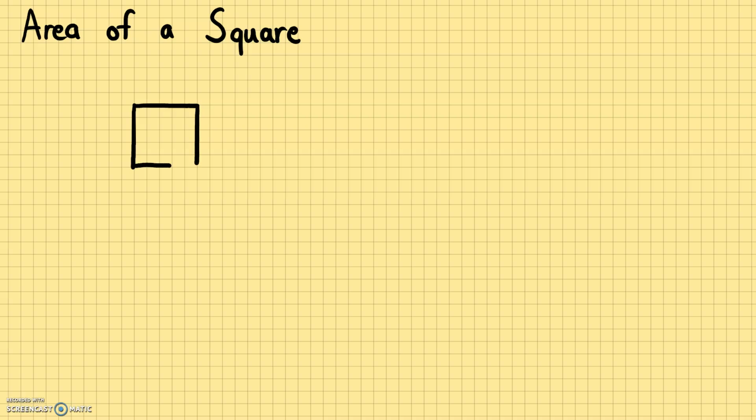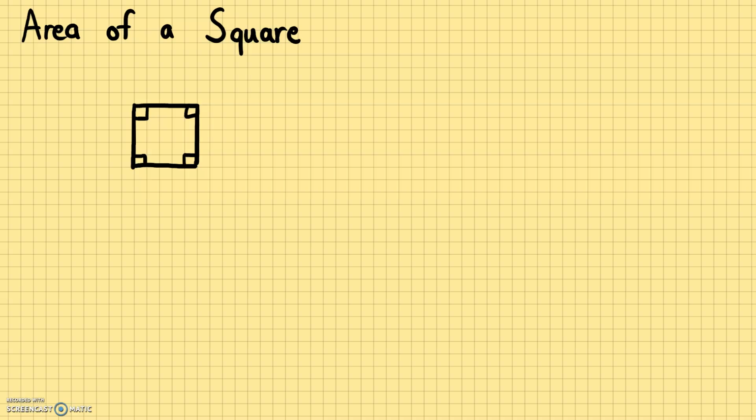Today we will learn how to find the area of a square. Now, what do we mean by a square? A square is a four-sided polygon that has the same length on all sides, and each of the angles are all 90 degrees. So this is an example of a square.